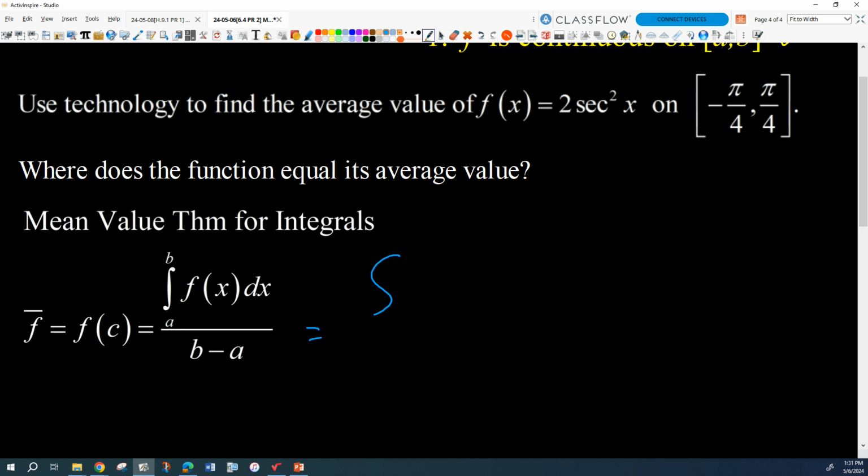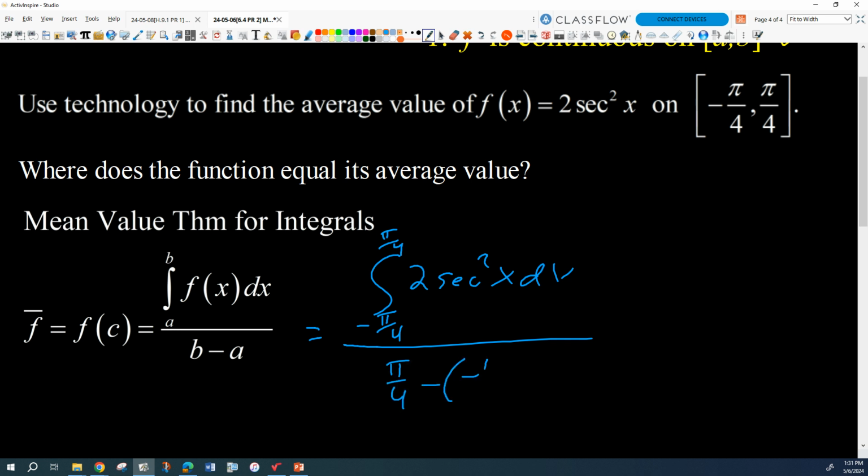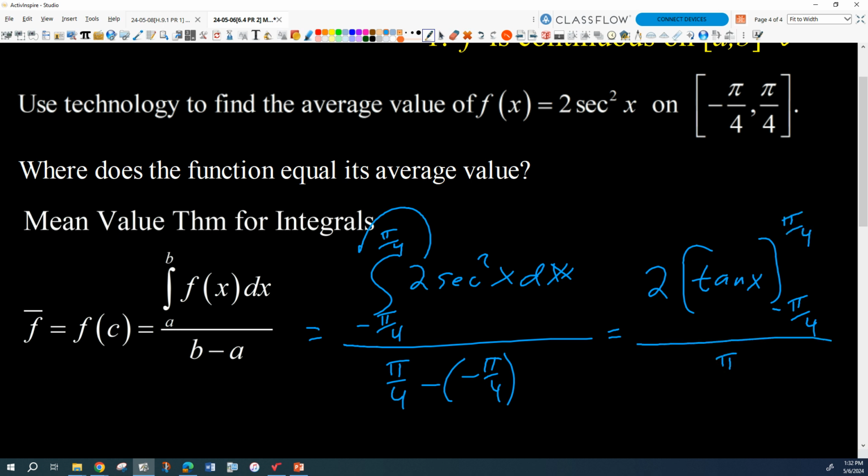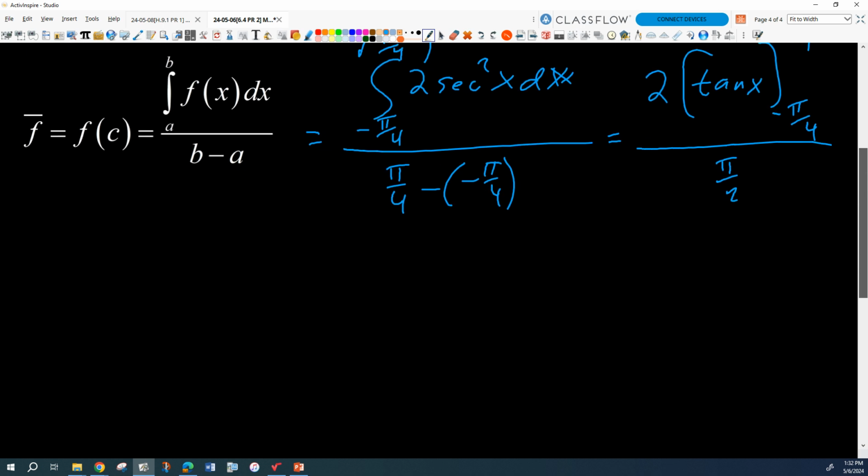This is going to become the integral of 2 secant squared x dx from negative pi fourths to pi fourths divided by, what's the width of the interval? There you go. Pi over 4 minus negative pi over 4, which is just pi halves, right? Okay, and what is the antiderivative of secant squared? Tangent, yeah. Okay, so then we could take the 2 out in front. That's a constant. So we get 2 times tangent x evaluated from negative pi fourths to pi fourths all over pi halves, right?